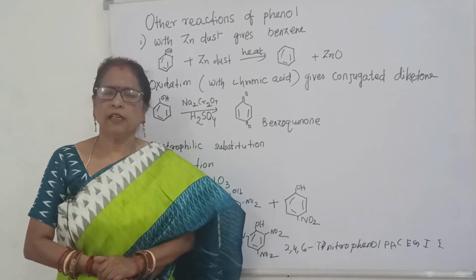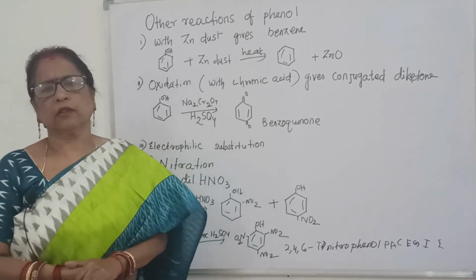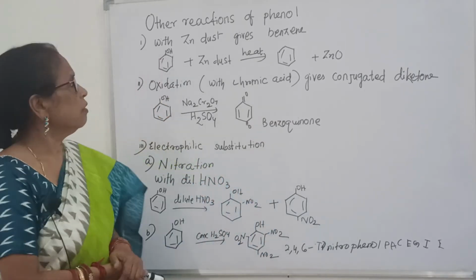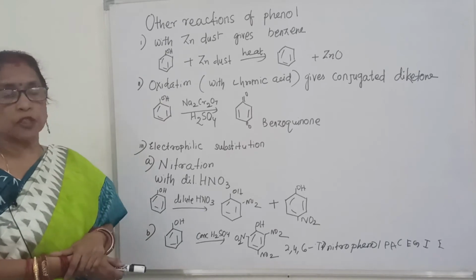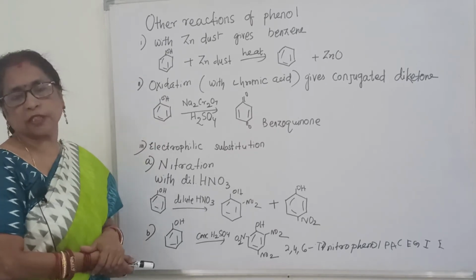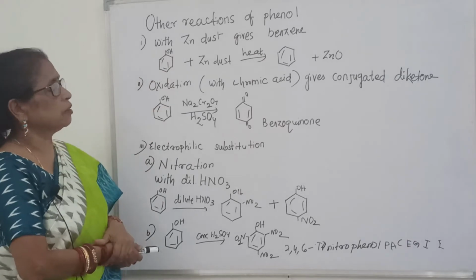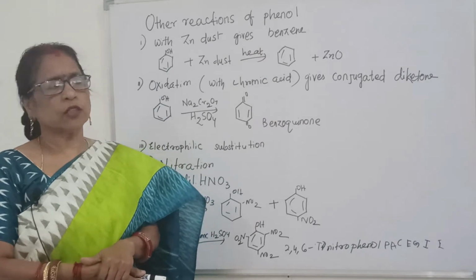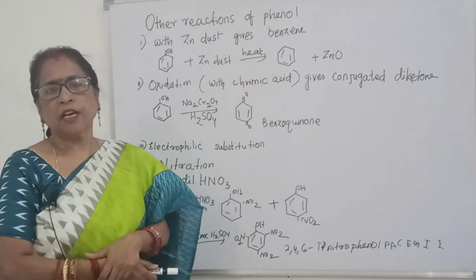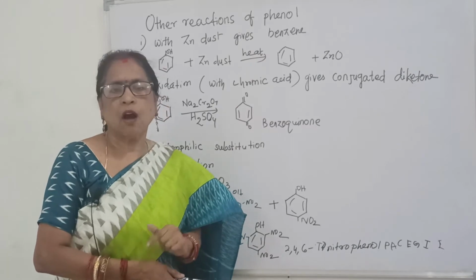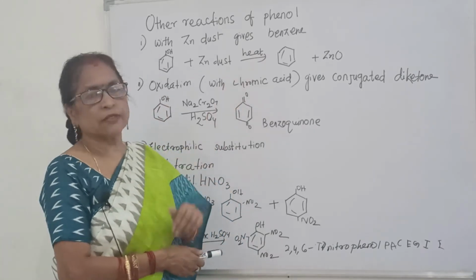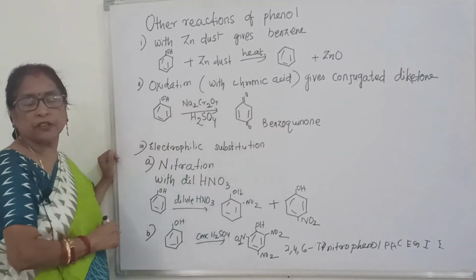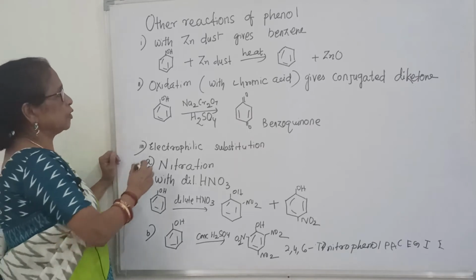Here we will see other reactions of phenol. What do you mean by other reactions of phenol? There are a few reactions where you can see what happens with zinc dust and what happens with oxidation. With zinc dust, benzene is the main product. Phenol with zinc dust, on heating, gives benzene. That is a very important reaction of phenol, also for the preparation of benzene.